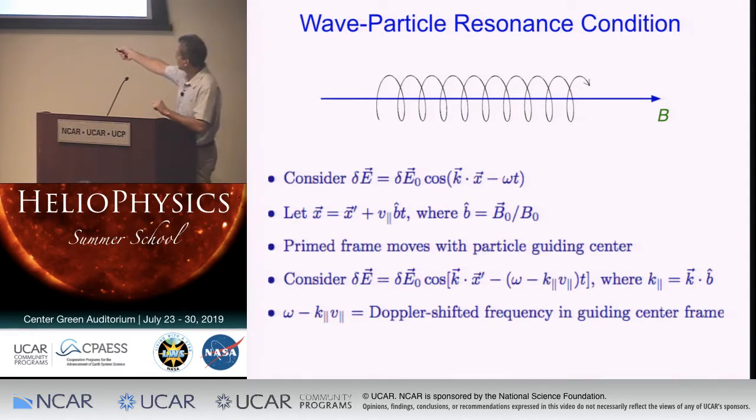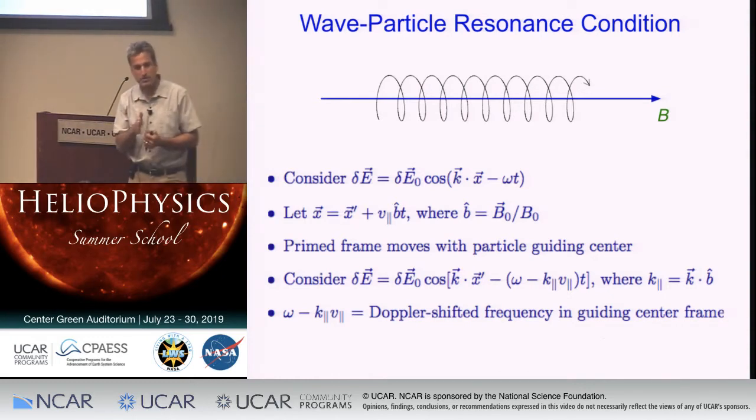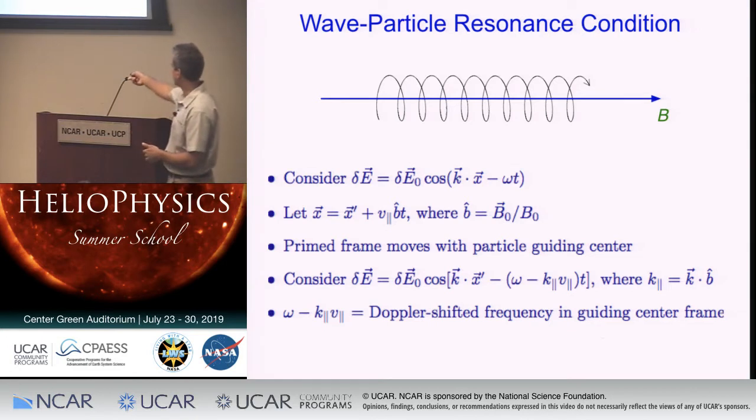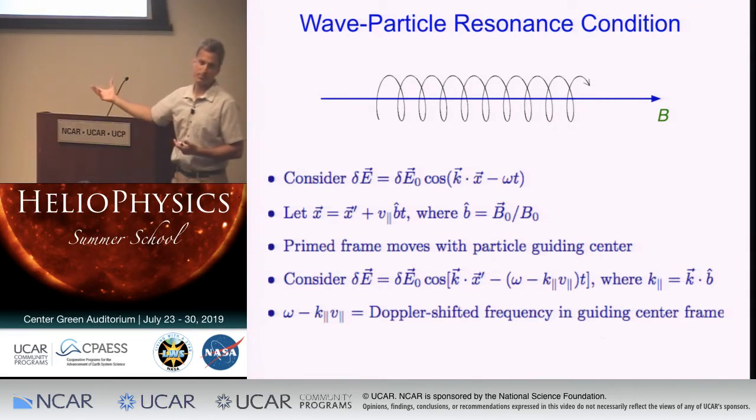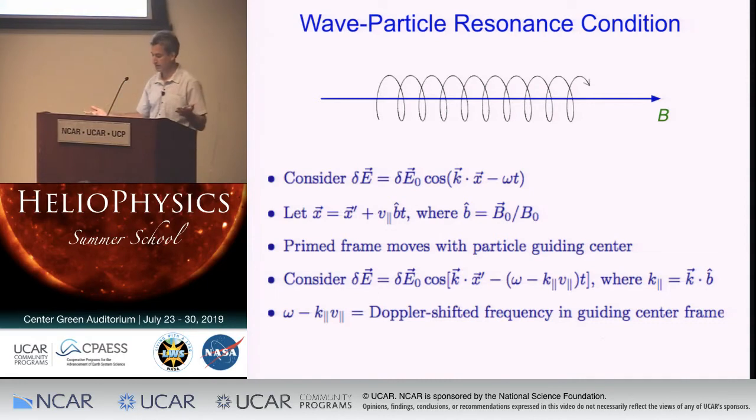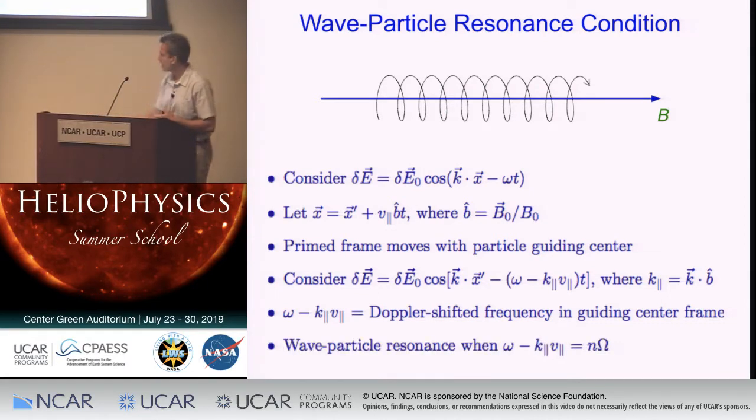Now, this modified frequency, omega minus k parallel v parallel, is the Doppler shifted frequency in the particle's guiding center frame. Omega is the frequency of this oscillation when we look at it in our lab frame. But if you move into the frame of the particle moving along the background field, the frequency changes. You hear this when an ambulance is approaching you: the frequency goes up, it passes you, the frequency goes down. That's the Doppler effect, a modification of the apparent frequency based upon the relative motion of, say, the source and the observer. So the resonance condition that we saw in that delta function is simply that this Doppler shifted frequency is an integer multiple of the particle gyro frequency. That gives you a resonance.